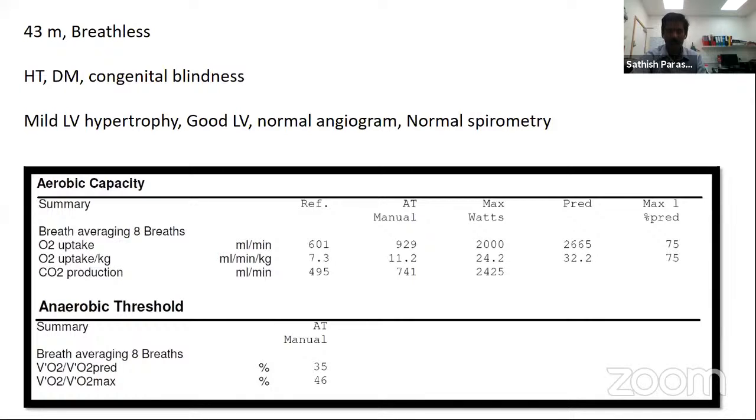A 43-year-old man who's breathless. He has congenital blindness, hypertension, diabetes, and recently he has had some hearing problems as well. So he's been seen by ENT. Now, echocardiogram: mild left ventricular hypertrophy. We did a stress test, normal, and the angiogram is normal. Everything is normal, but this patient is breathless.